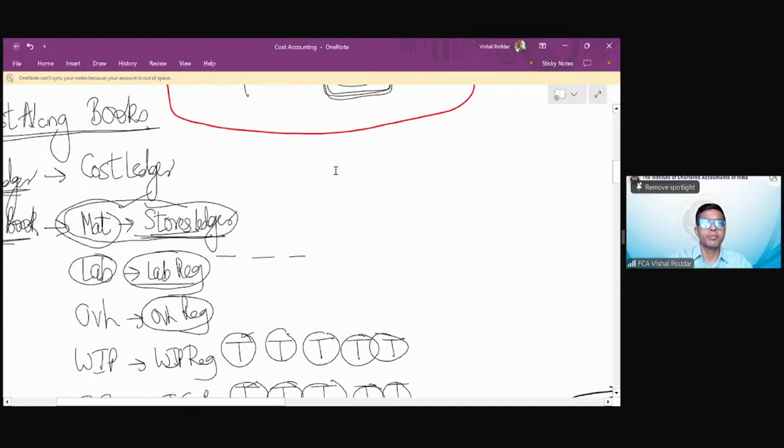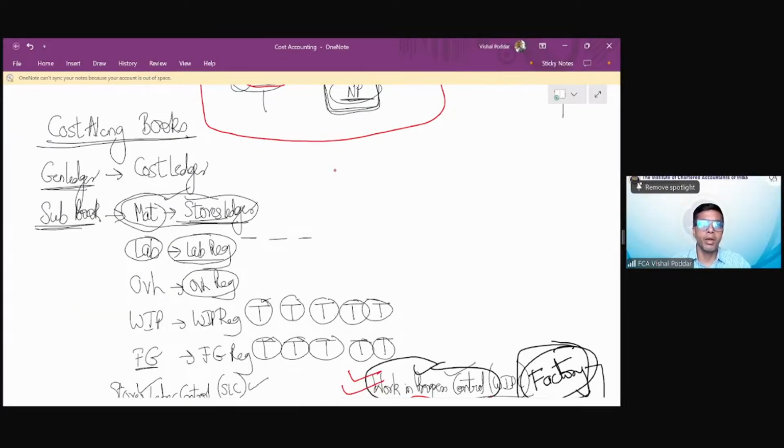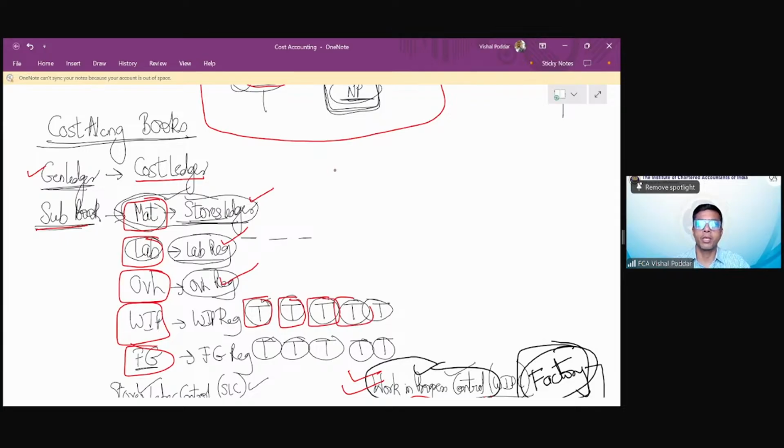we have something like the main ledger, which is our cost ledger where all these above accounts are prepared, and we have a subsidiary book. So for materials, we have the stores ledger. For labor, we have the labor register. For overheads, we have the overheads register. And then for the products, we have the WIP, the finished goods register. Now, as I said, for each product, I'll have a separate account. So in this ledger, I'll have those 50 accounts for those 50 products separately.